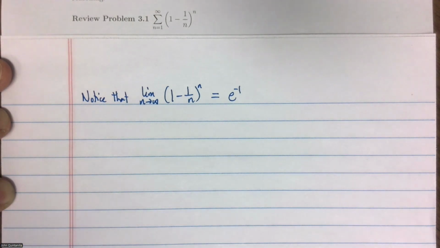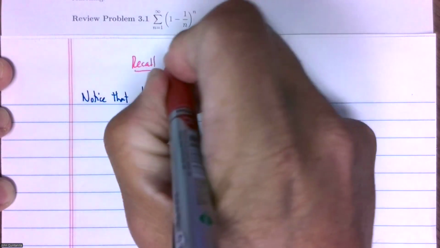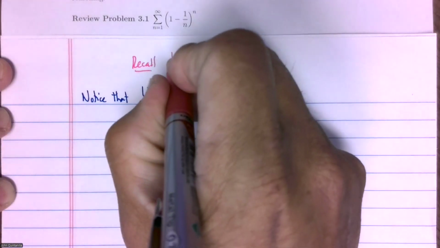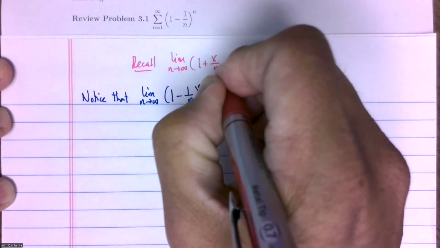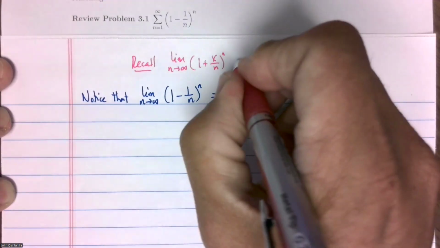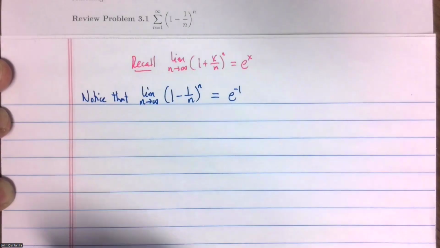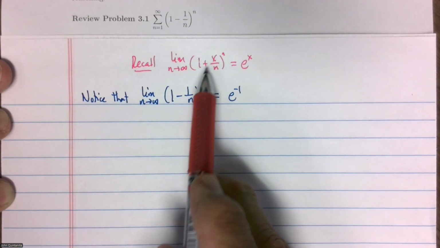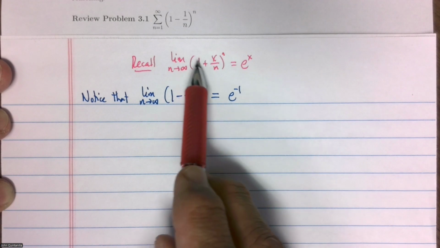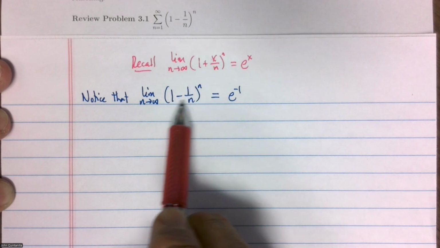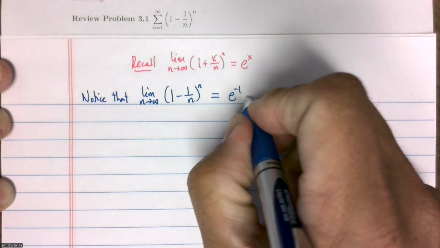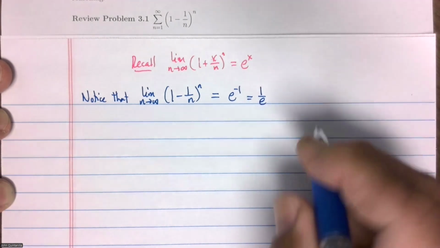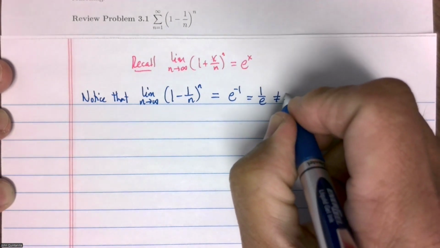Why is that equal to e to the minus 1? Okay, so we recall that one of our basic limits is that the limit as n goes to infinity of (1 plus x over n) to the n is equal to e to the x. And so in this case, x is replaced by -1. So if I have 1 plus -1 over n, that would be exactly this. So this is equal to e to the minus 1, or 1 over e. In particular, this is not equal to 0.